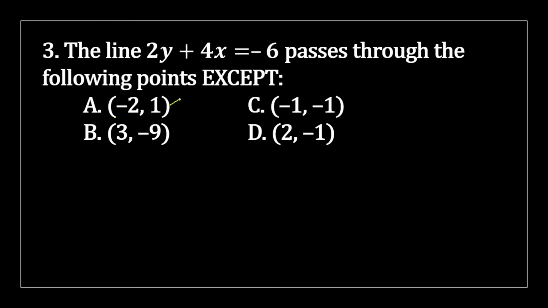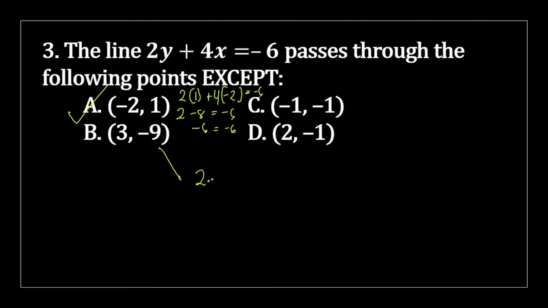Let's try letter B first. 2y, where y is 1, so 2 multiplied by 1, plus 4 multiplied by negative 2 is equal to negative 6. Let's see if it is correct. 2 times 1 is 2. 4 times negative 2 is negative 8. So 2 minus 8 is negative 6, equal to negative 6. So this is correct. Letter B.